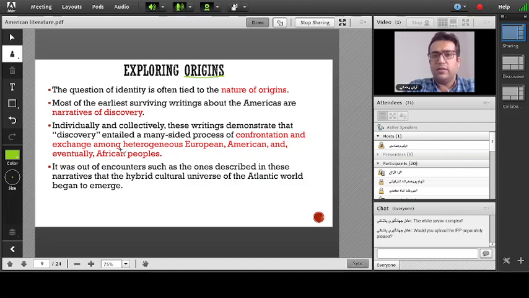Now, we talked about some of the books that discuss the identity of people, who they are, etc. But let's not forget that most of the earliest writings, even before John Smith and those questions of whether settlement is good or bad, were exploring the origins. They were narratives of discovery about the first people who went to America.